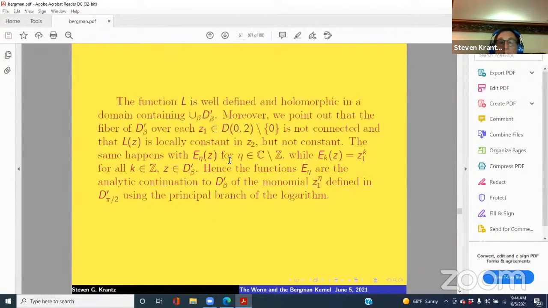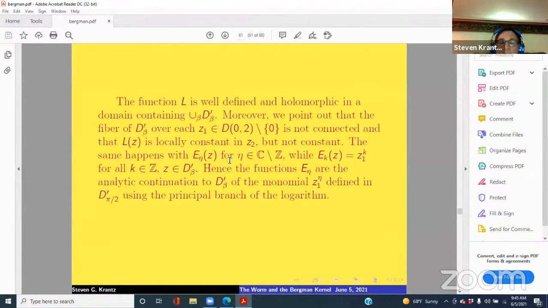The function L is well defined and holomorphic in a domain containing the union over beta of the D beta primes. And moreover, we point out that the fiber of D beta prime over each Z1 and Z2 minus 0 is not connected. So this actually plays a significant role in our analysis. This is because the worm, of course, wiggles. So therefore, these fibers are not connected. And L is locally constant in Z2, but we can't say it's constant just because the fibers are not connected.